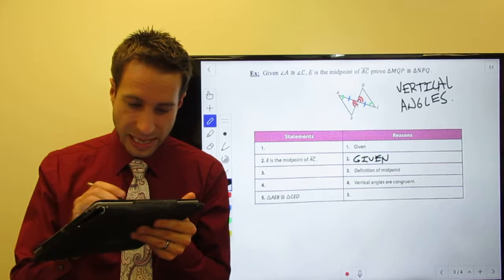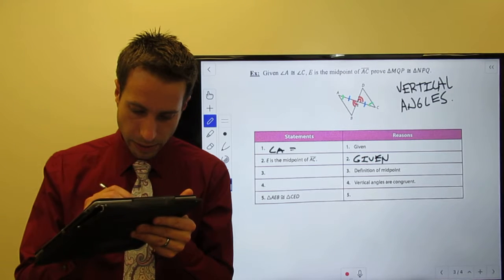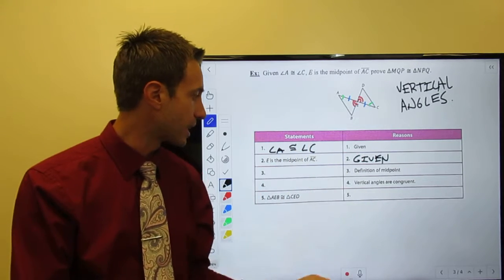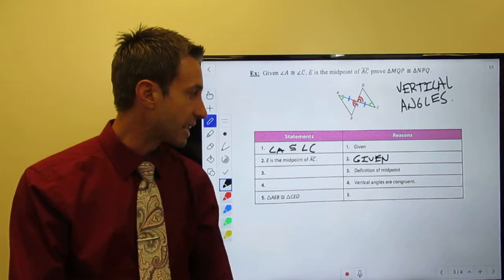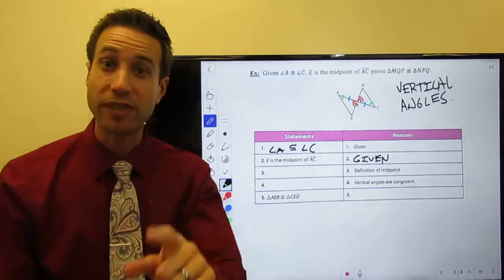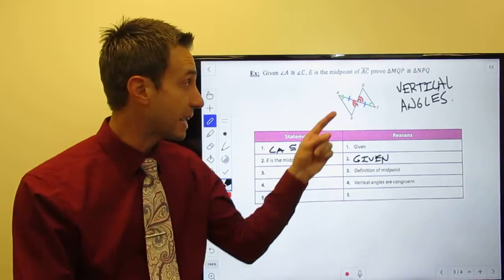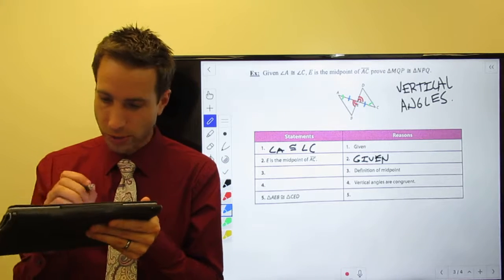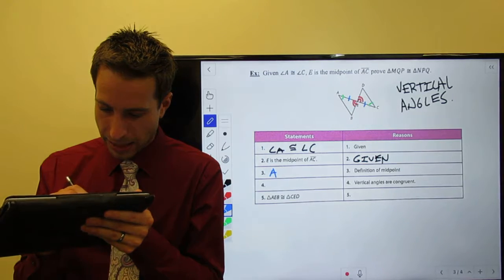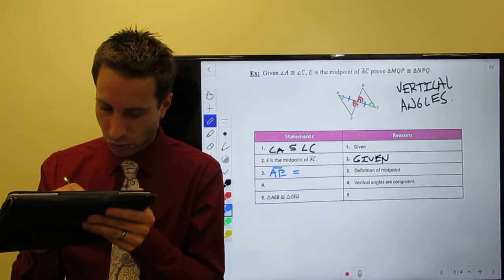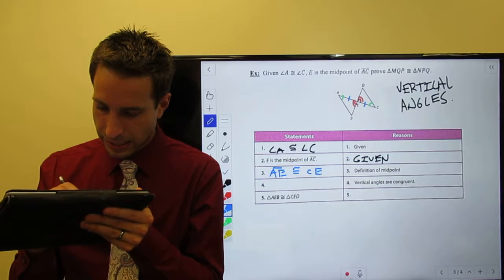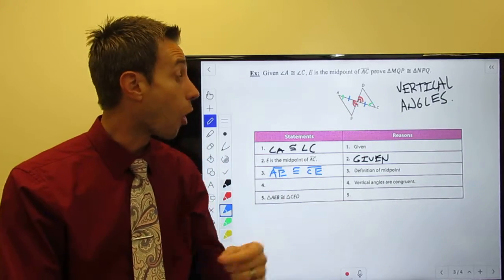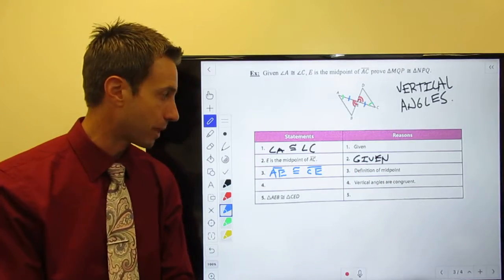The other thing that I was given was angle A is congruent to angle C. So there we go, right? Angle A is congruent to angle C. That was a given. E is the midpoint of AC. Again, that was a given. The definition of midpoint, right? That's what told me AE and EC are congruent. Those two line segments are congruent. So I know that AE is congruent to CE, right? Those two segments are congruent. That's the definition of midpoint.